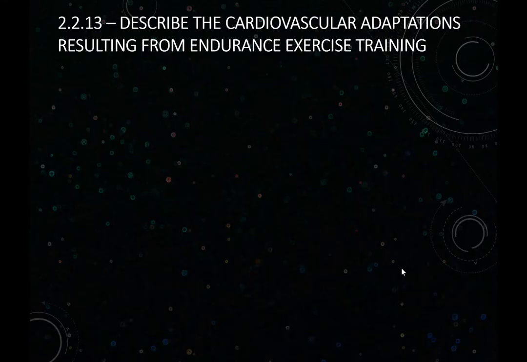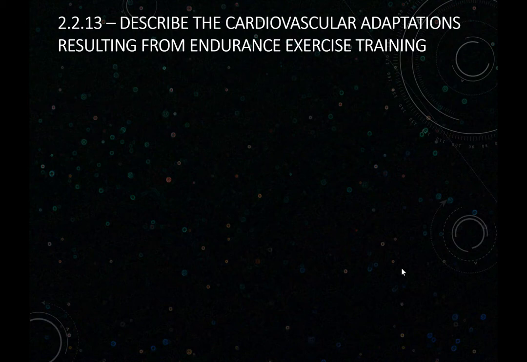All right, so here is our last one. Describe the cardiovascular adaptations resulting from endurance training. IB loves this question, and I guarantee you will see this on your exam. It's almost always a paper 2 question, which means it's short answer, okay? What I'm gonna say is please let me get through explaining some of this before you begin writing, all right?